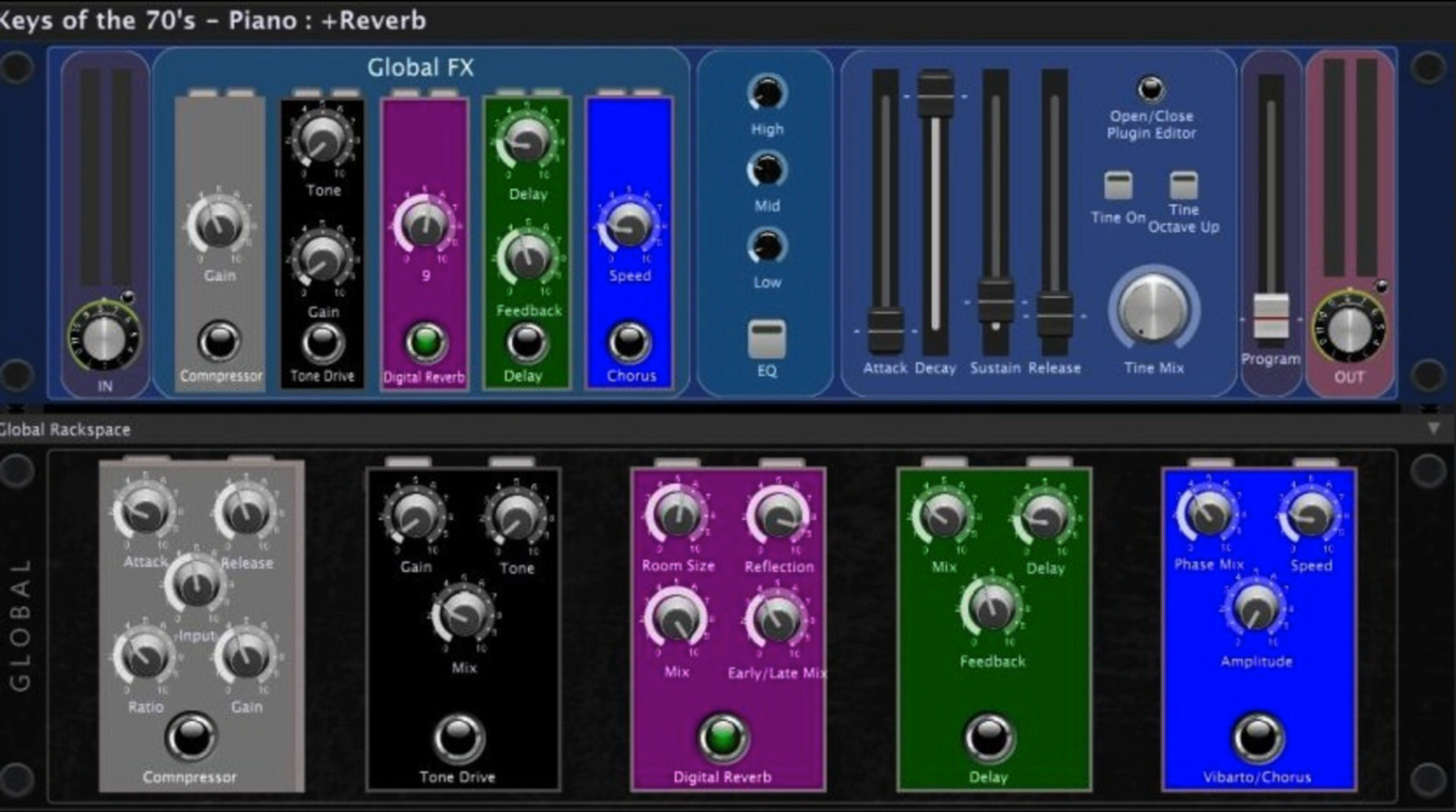Further, the global Rackspace is bidirectional. Guitarists can do common pre-processing, then send the signal from the global Rackspace to song-specific Rackspaces containing other effects. The global Rackspace is also the ideal home for loopers, media players, and any other plugins that need to keep running across song and set changes.